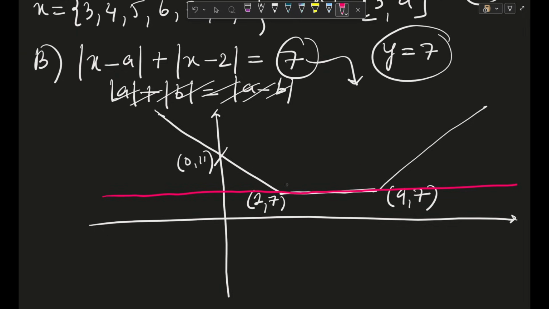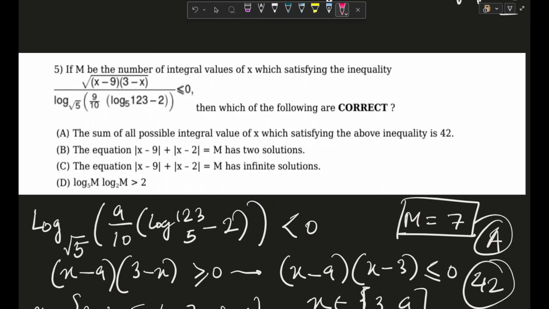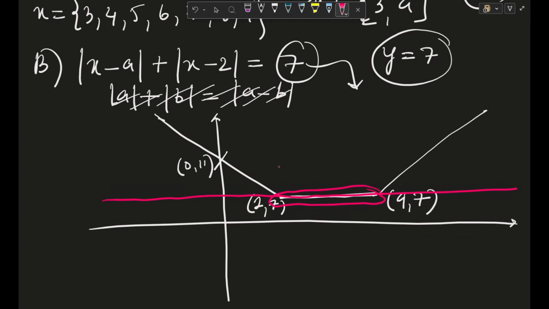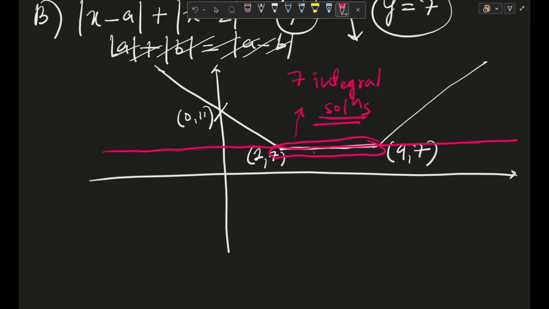Okay, so this is the curve, and this particular region where both these curves are intersecting will be the solution set. Now, in the options they have not given us integral solutions or something. If they had given us integral solutions, then if you look at this particular area there would be 7 integral solutions, but they have written only solutions, which means x belonging to real numbers. So that means inside a line segment there are infinite real points, so obviously you will have infinite solutions for this one. I hope this is clear.